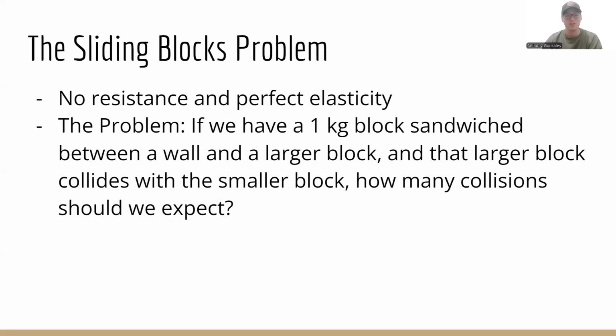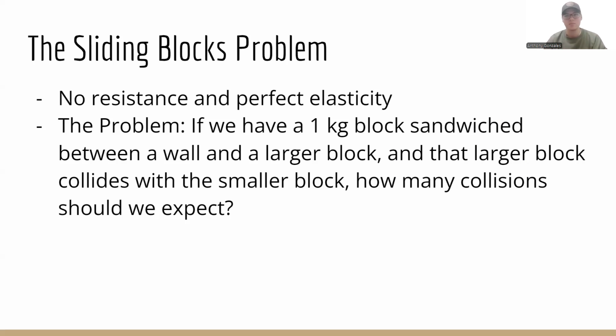We have a 1 kilogram block sandwiched between a wall and a larger block. So that larger block is going to collide with a smaller block, and then it's going to hit the wall, and then it's going to come back, hit the bigger block, and then go back and forth until the larger block travels off and the smaller block can't hit the larger one anymore. So how many collisions should we expect to see?